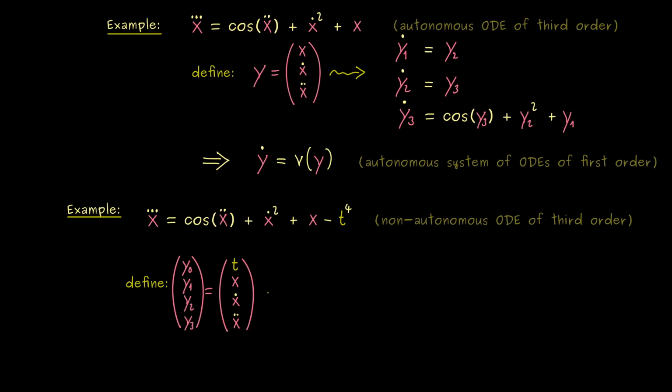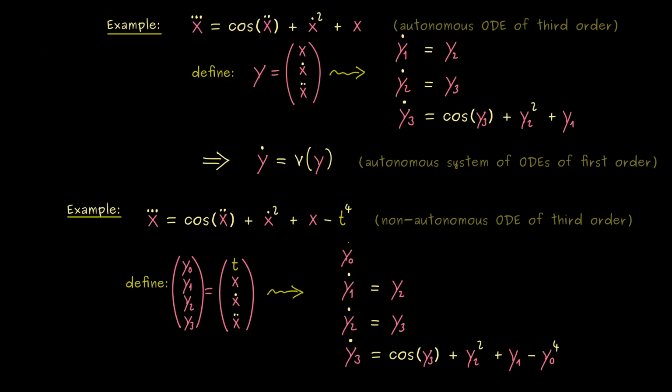Indeed, if we do that, we can do exactly the same as above. In other words, these 3 equations from above we can just copy here. The only thing to add is now in the last equation our 0th component. So t to the power 4 is now y0 to the power 4. In other words, this is now autonomous because there is no t on the right hand side anymore. However, this means we have to introduce a new equation to describe our t. But of course, this is very simple because we can simply calculate the derivative of t. So we see y0 dot is equal to 1.